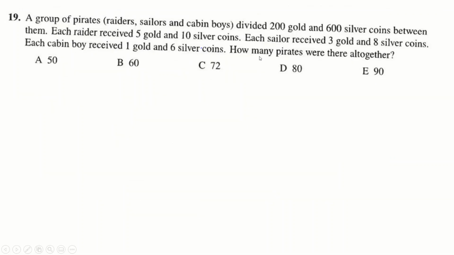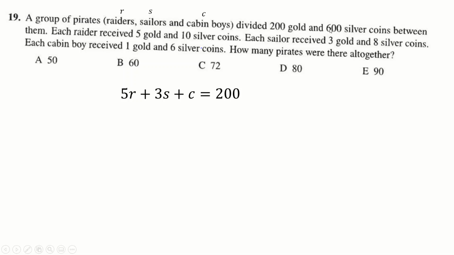Number 19. So this is just a bit of an algebra question. It's fairly straightforward when you get to it. Let's call radars R, sailors S, and cabin boys C. Now, we can set up a couple of simultaneous equations here. Radars receive 5 gold, sailors 3, and cabin boys 1, and 200 gold was given away. So 5 times the number of radars R plus 3 times the number of sailors S plus 1 times the number of cabin boys C is 200.